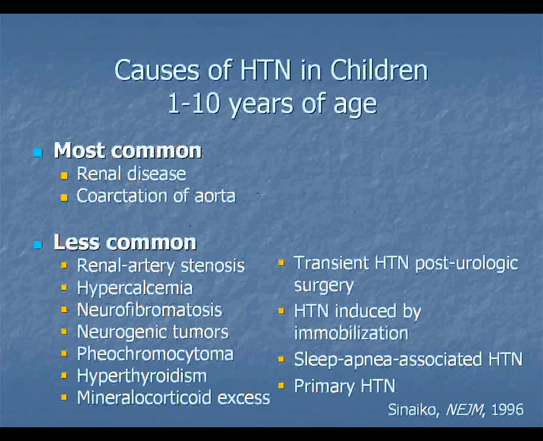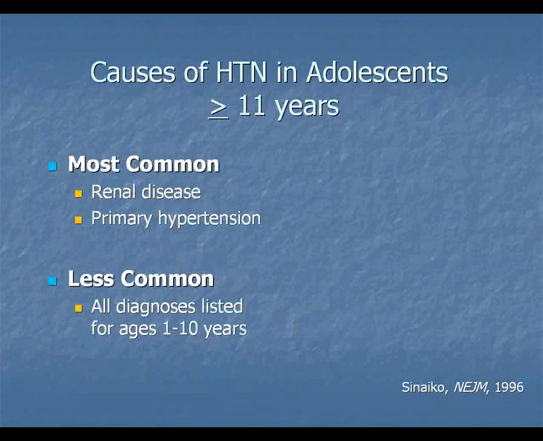These are your causes of hypertension in children. Less than 11 years of age, the most common is renal disease or coarctation of the aorta. Less common are some of the other renal issues, neuroendocrine issues, respiratory, sleep apnea associated hypertension. And then the causes for greater than 11 years of age: renal disease and primary hypertension.